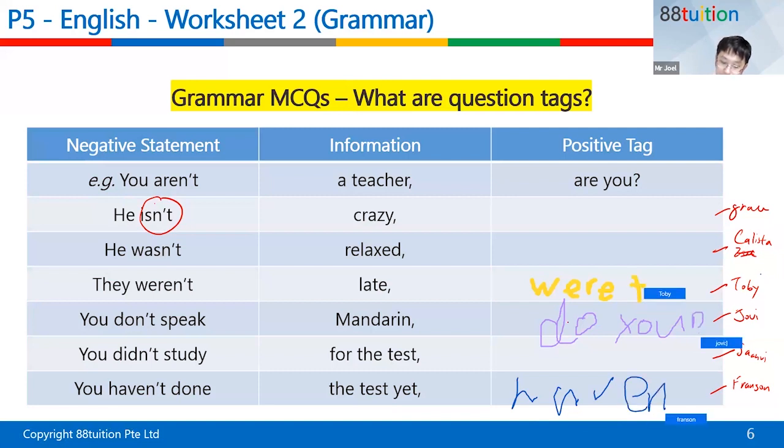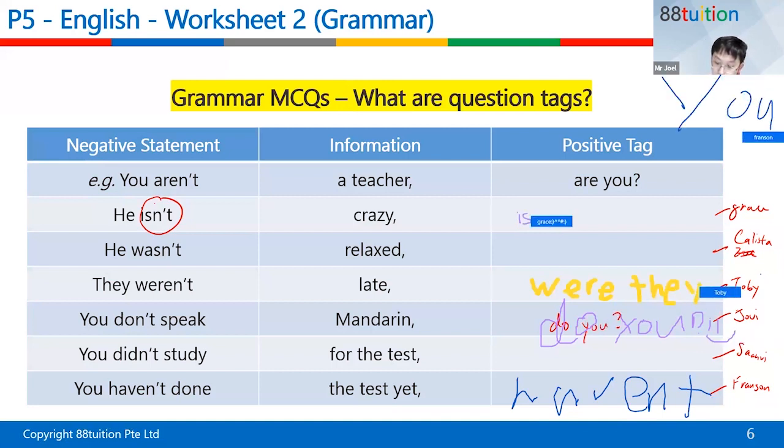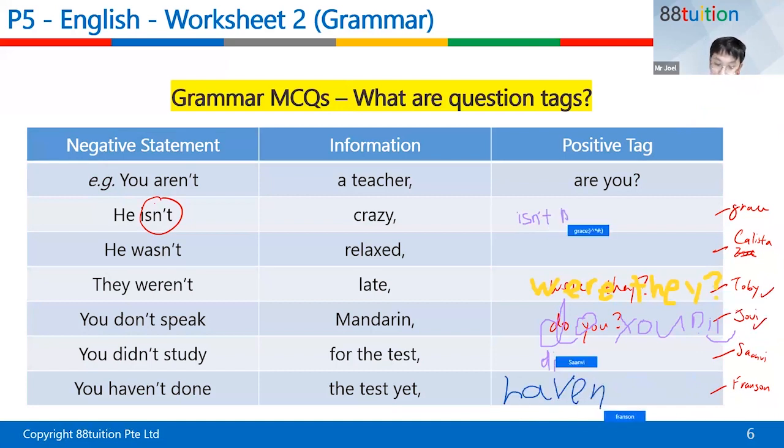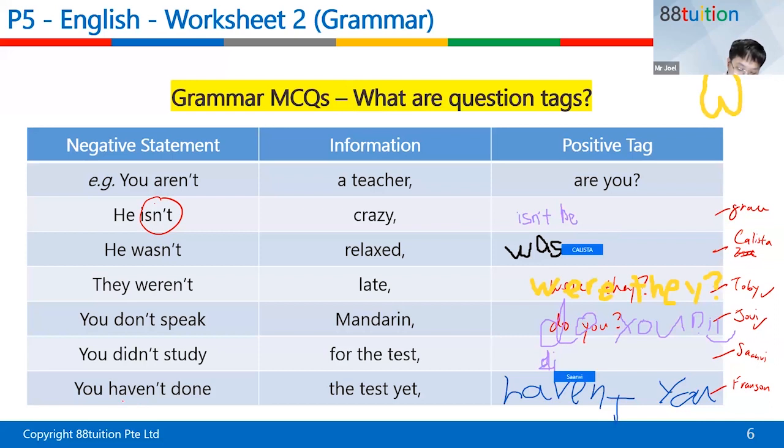Jovi is correct, right? You don't speak Mandarin, do you? Question mark. Good. Toby is correct. They weren't late, were they? Very good. Toby is correct. Jovi is right. Grace is going to be correct as well, I hope. Franson is correct. Good. You haven't done the test. Oh no, Franson, that's not correct. Think about it carefully. At the beginning, it's already haven't. You might want to erase some stuff.